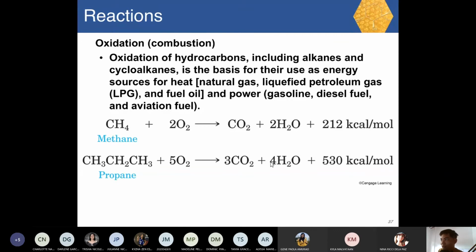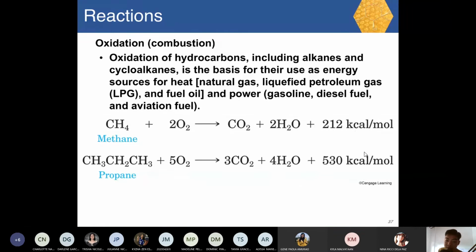Binabalance nyo na to, di ba? So, this is one reaction of your alkane. We call that the combustion reaction. You have your alkane here, the CH compounds reacting with oxygen to form carbon dioxide and water. Okay? So, hindi na natin dadaanan to masyado kasi basic na to. Balancing equation lang yan, no? So, ito yung format. You have your alkane, the CH compounds plus oxygen gas forming CO2 and H2O.